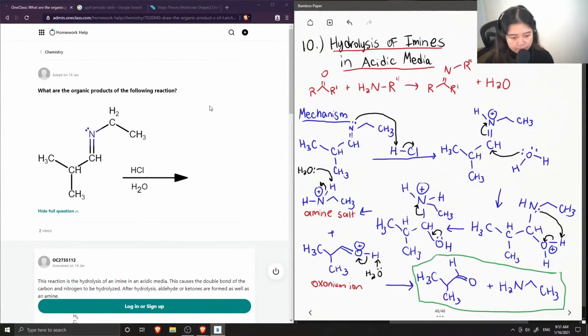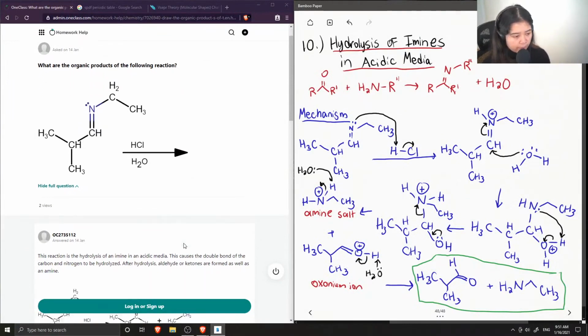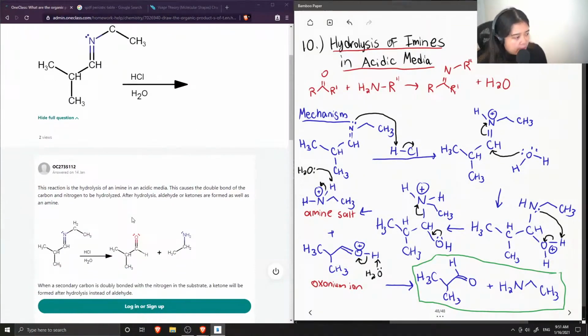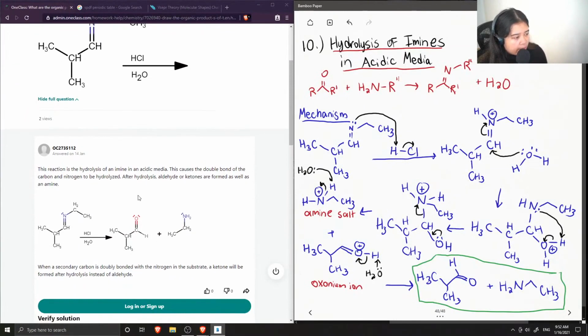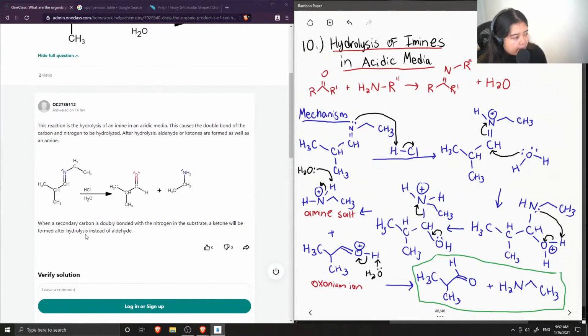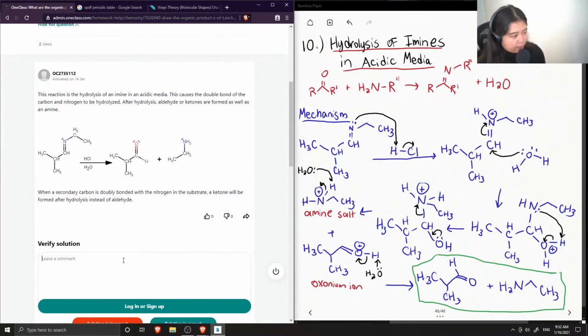Okay. Now let's see what the junior tutor said. This reaction is the hydrolysis of an imine in an acidic media. This causes the double bond of the carbon and nitrogen to be hydrolyzed, and after hydrolysis, aldehyde or ketones are formed as well as an amine. Okay, so they showed how this aldehyde was formed and also the amine group. And when a secondary carbon is double bonded with nitrogen in the substance, a ketone will be formed after hydrolysis instead of an aldehyde. Okay, so the solution is correct.